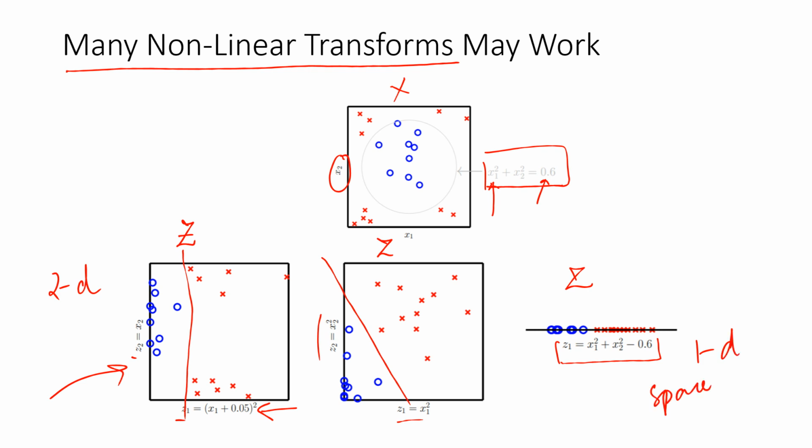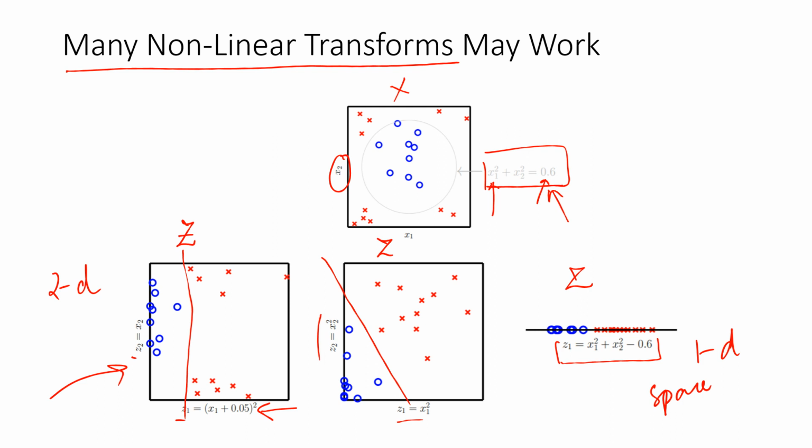Right, look at this one. What I did was I defined a new variable, Z1, and I just looked at this equation, which was fitting my data really well. And then I decided my z1 is going to be x1 squared plus x2 squared minus 0.06, which comes from here, right? And that helps me because why?